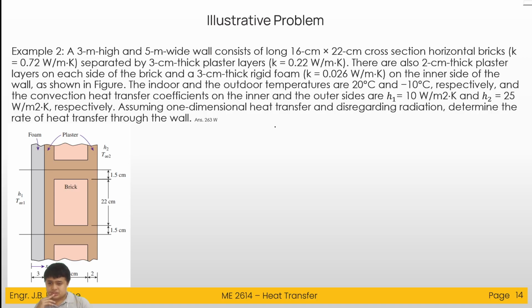So based on this, the indoor is 20 degrees Celsius, the outer is -10. The inner side is the foam. So the inner side here is this. So you have 20 degrees Celsius here, and you have -10 degrees Celsius outside. So what can we do here? We can find the effective resistance of this wall. And then after that, we can find the heat transfer rate to the wall.